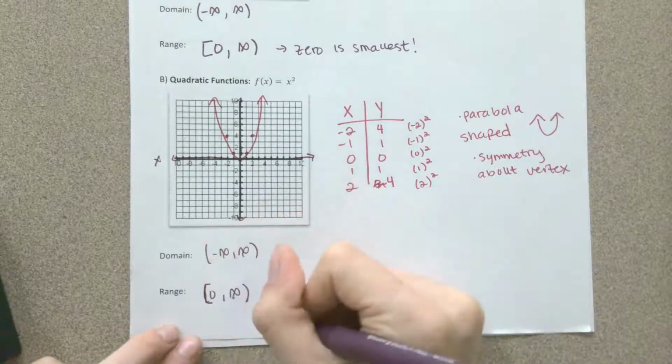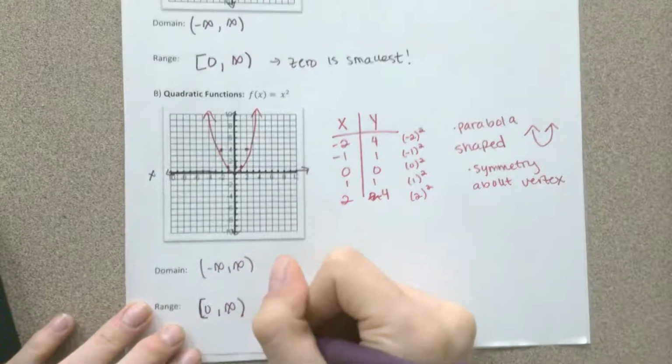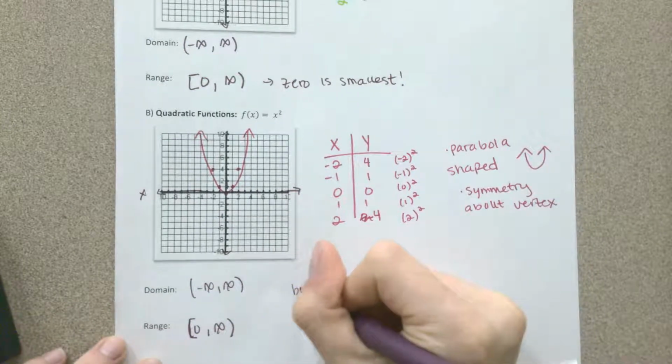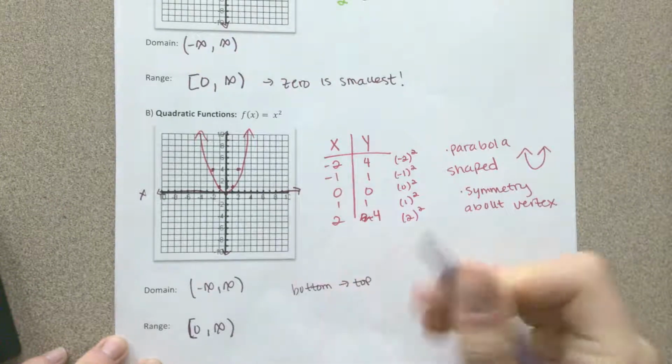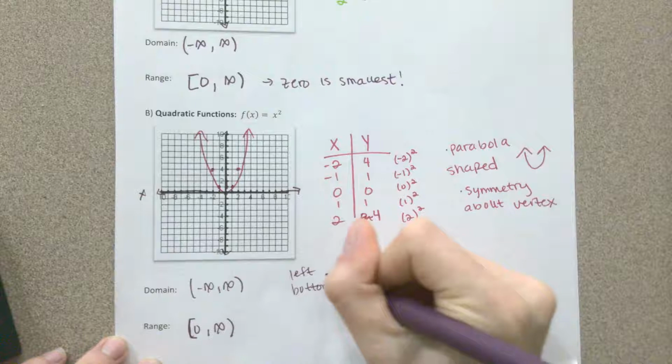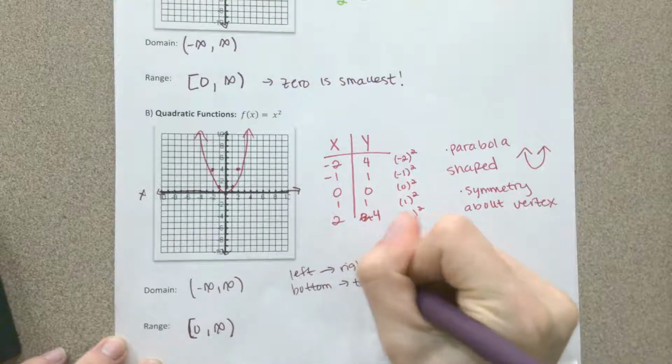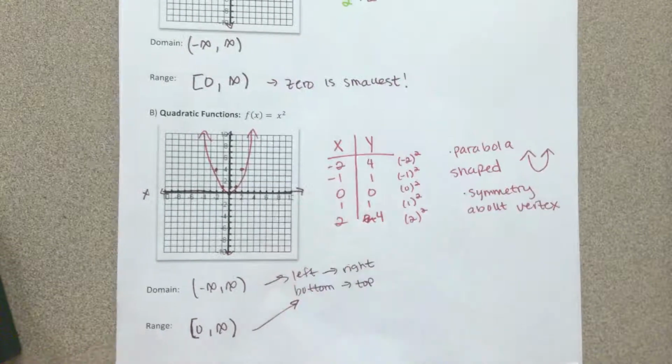For domain and range, we work bottom to top and left to right. Okay, please, please, please. So lowest to highest.